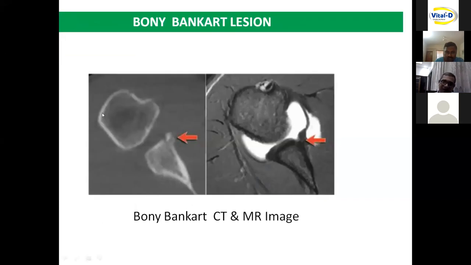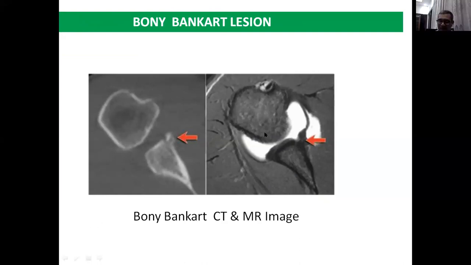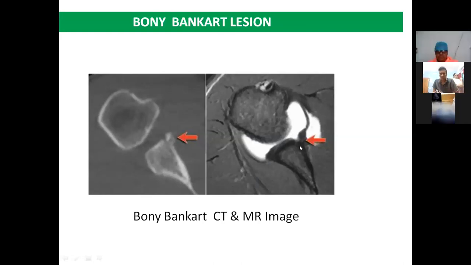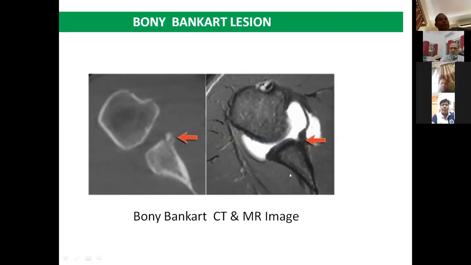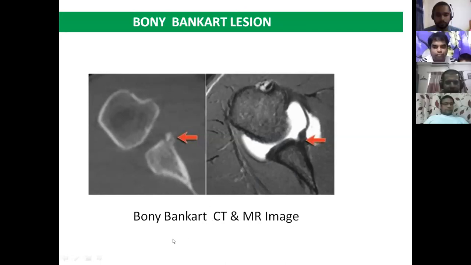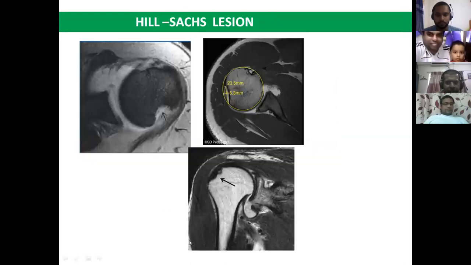In this view, you can see that this is a CT scan. CT scan here is the anterior Bankart. This is posterior, that is anterior. Anterior Bankart, bony Bankart lesion in the CT. And in the MR image, you can see this is the bony Bankart lesion. Easily, this is MR arthrography with the dye injected and MRI images taken. It is a bony Bankart lesion. Actually, bony Bankart or Hill-Sachs can be more easily seen by CT scan. It can be detected by 3D CT.